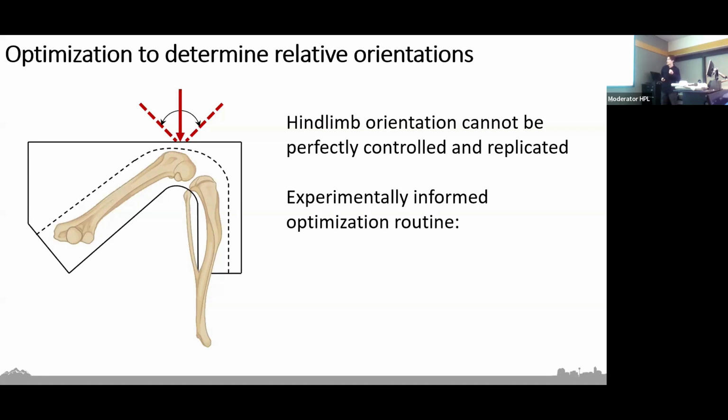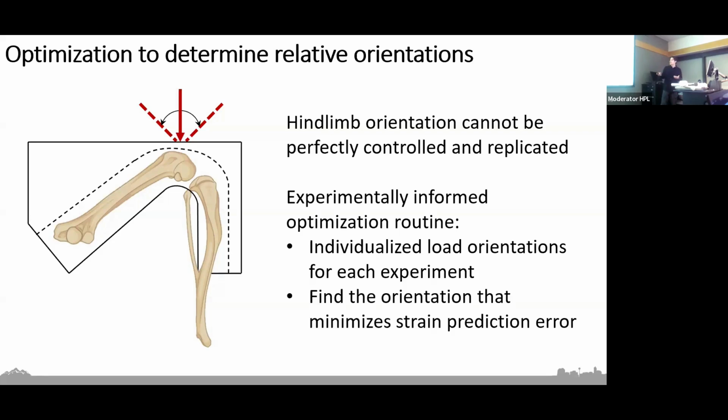And to address this issue, we propose using an experimentally informed approach. So we're doing an optimization routine very similar to that first study again. And effectively, this results in individualized load orientations for every single experiment. So we use the experimental data, determine the load orientation, and this is through an optimization process. So we're finding the orientation that minimizes the error between the FE predicted and experimentally measured bone strains.